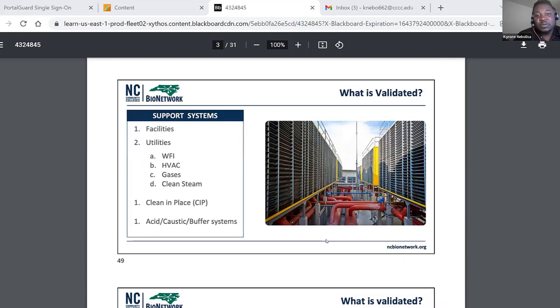Also, things that need to be validated as well are your support systems, like we mentioned earlier. So this gives you a high level overview of what these support systems consist of. Usually when you manufacture, you need to make sure you have facilities, utilities, which consist of your Wi-Fi, water for injection, your HVAC units, your gases, your clean steam, your CIP systems, your buffer systems, acid, caustic. So all these support systems, they all need to be validated. And usually these are first to be validated because you want to make sure what's going into your product is validated first. So usually you validate your support systems first.